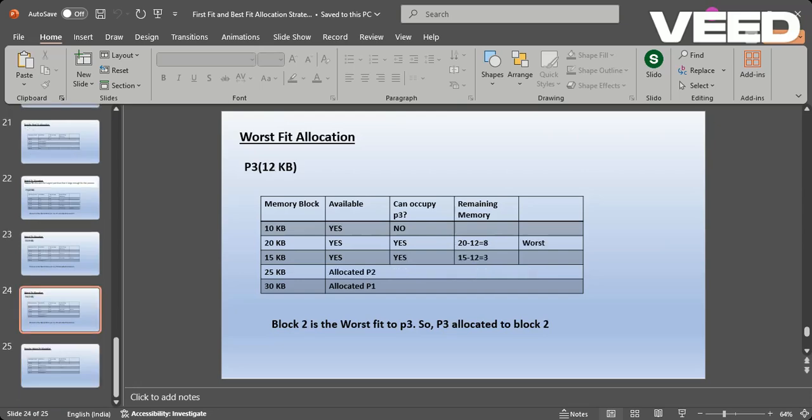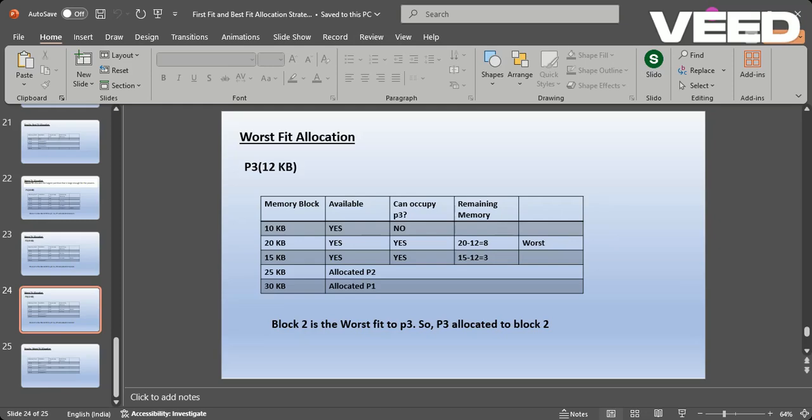Then the P3 process, which is 12 KB in size. This is the same method, the same iteration. From the starting block onwards, we need to compare. 10 KB is not enough to occupy P3. So here the next block, 20 KB, we need to search. 20 KB is enough to store P3. So we need to find out the memory wastage. 20 KB minus 12 KB, 8 is the result.